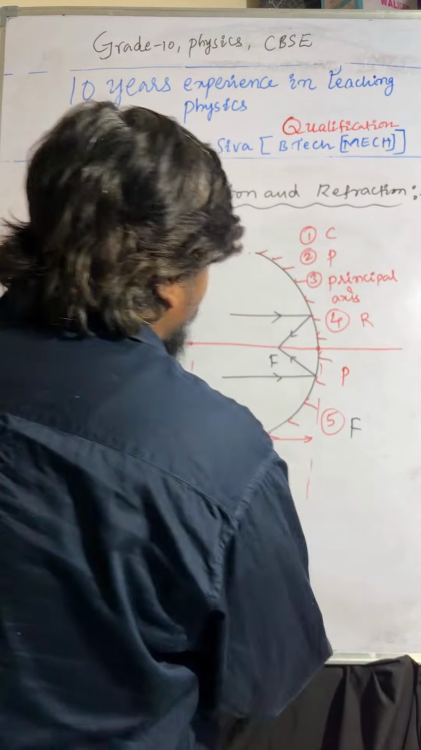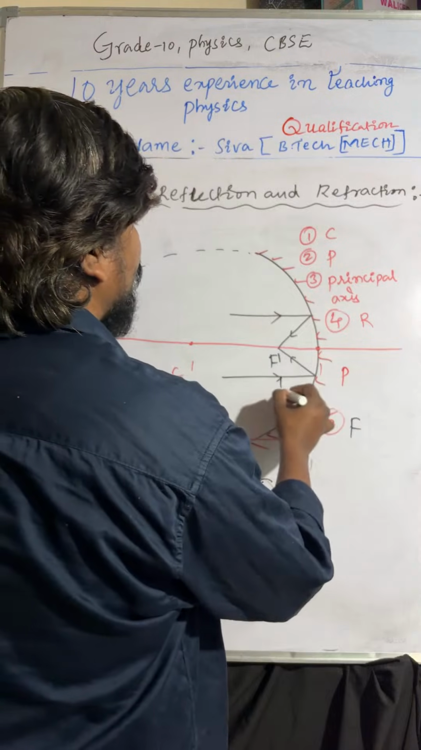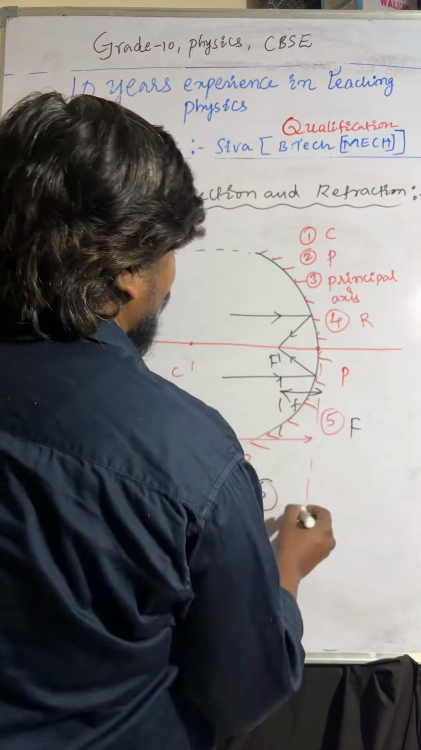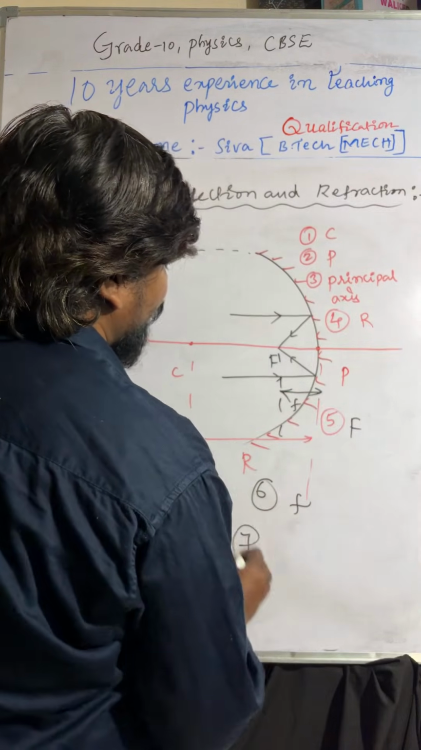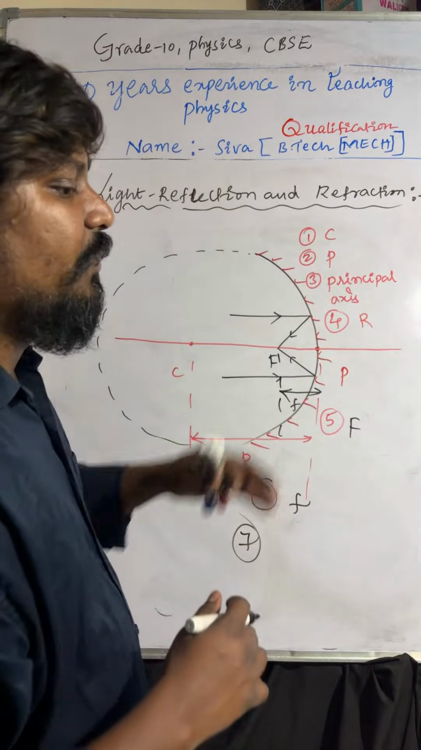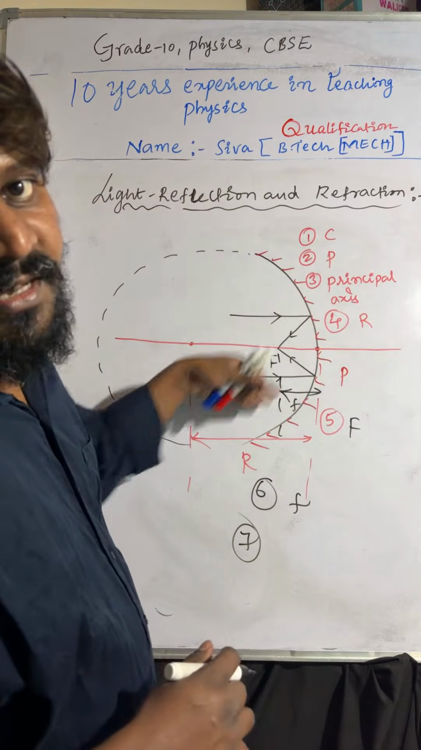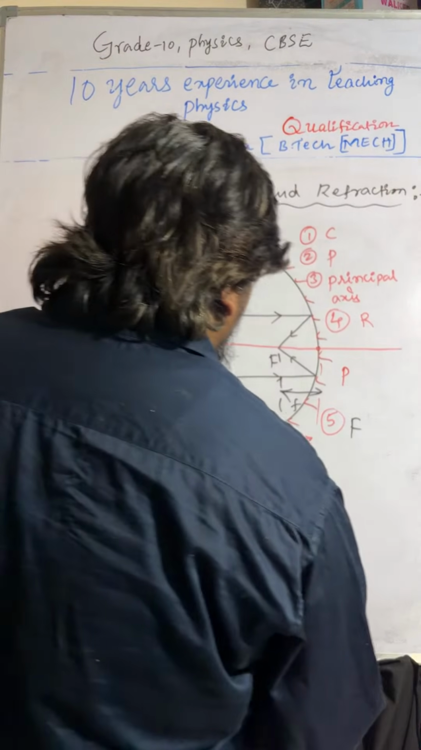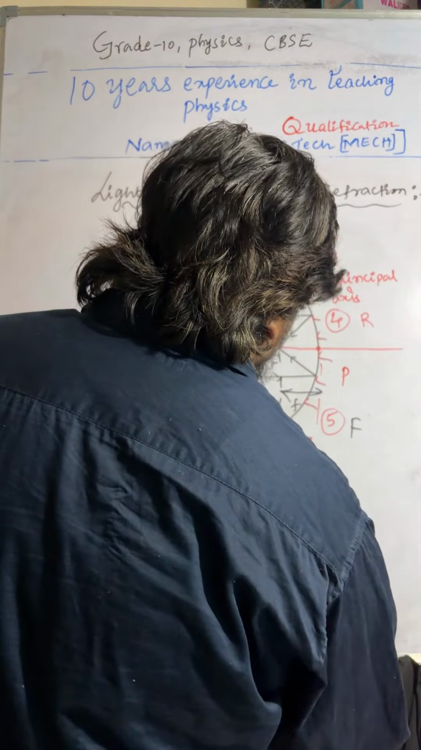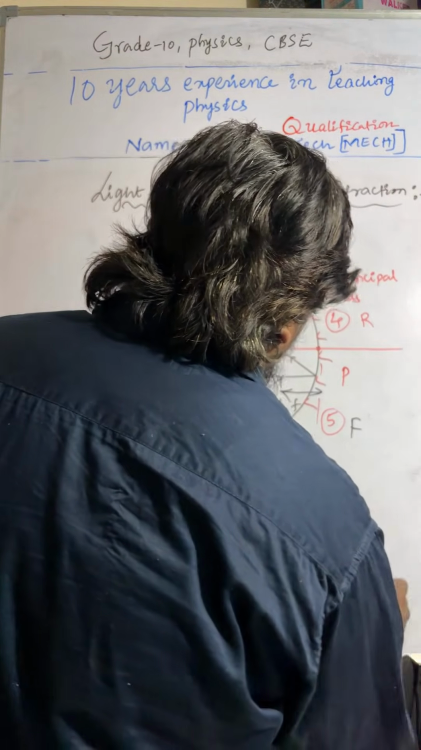Coming to the sixth one, the distance between the focus and the pole is called the focal length. And the width of the reflecting surface is called the aperture.